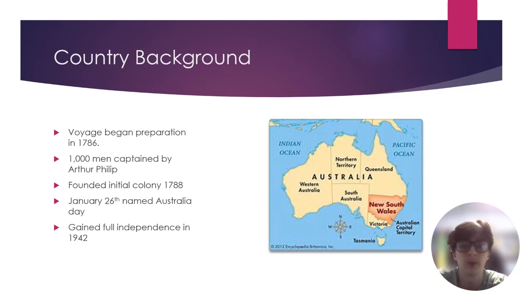British exploration and colonization were the catalyst for the formation of Australia. That is why it will be my main focus when talking about the country background. Australia was initially intended to be a penal colony of the British.